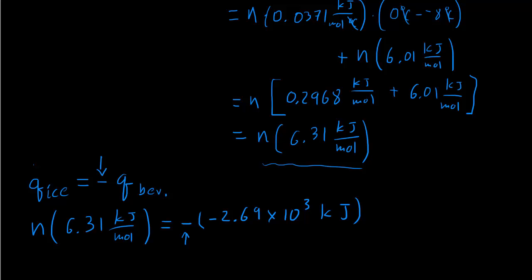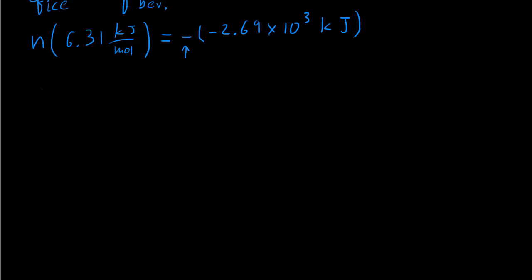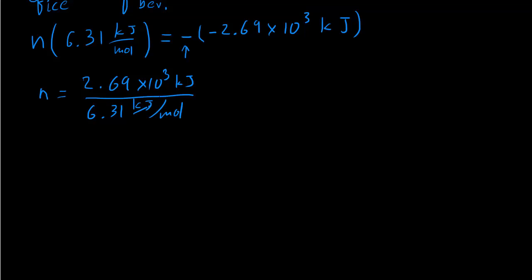Okay, so now if we look at this equation, we can solve this for N. So the number of moles of ice is going to be equal to negative times a negative is a positive, so 2.69 times 10 to the third kilojoules divided by 6.31 kilojoules per mole. And the kilojoules will cancel out, and that gives us a value of 4.26 times 10 to the second moles of ice. So that's how much ice we're going to need to cool our beverages.